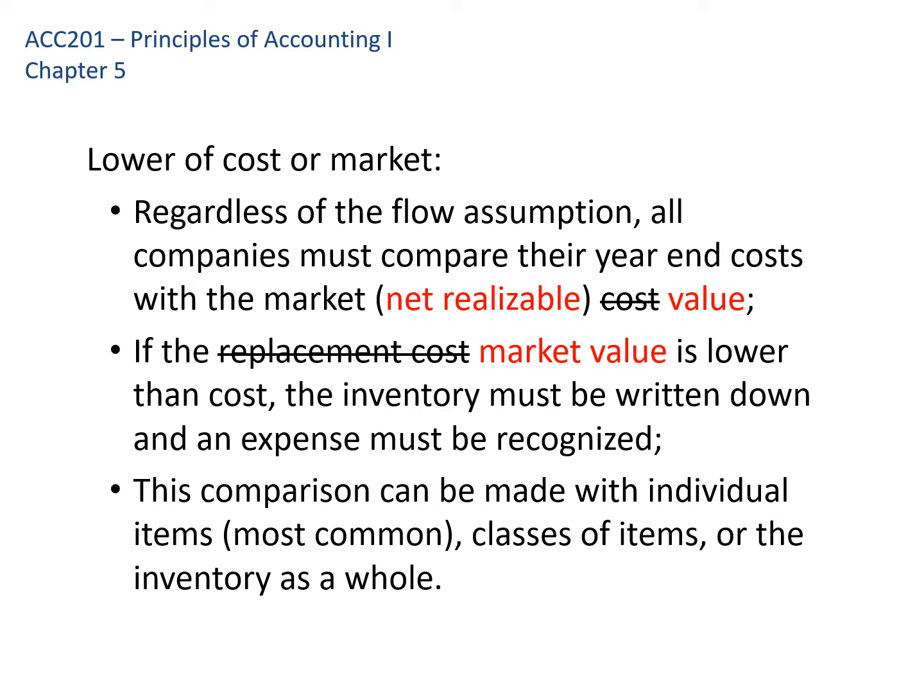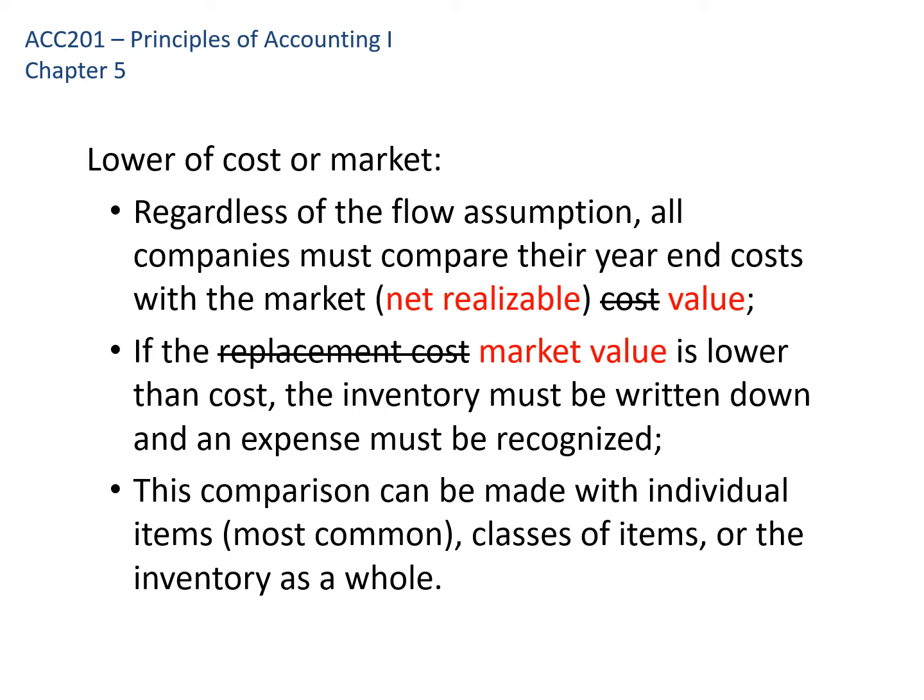So what's going on here is at the end of every year, we want to look at all of our inventory and compare the costs that we're carrying it at with what we could get if we were to sell it right then. So the point here is that in some kinds of businesses, the market value has fallen. Computer chips is a good example. I might buy a bunch of computer chips and then they come out with a new computer chip and the ones that I have are now worth less money.